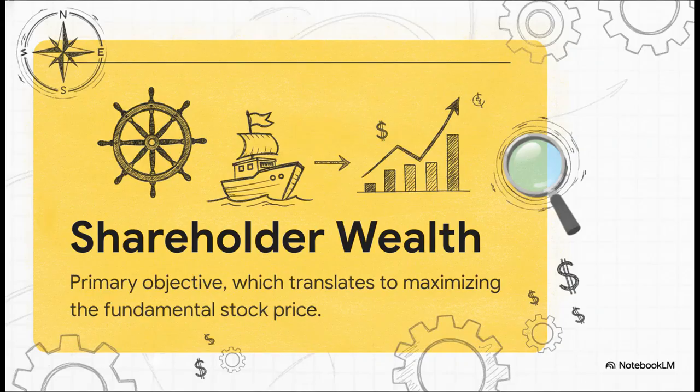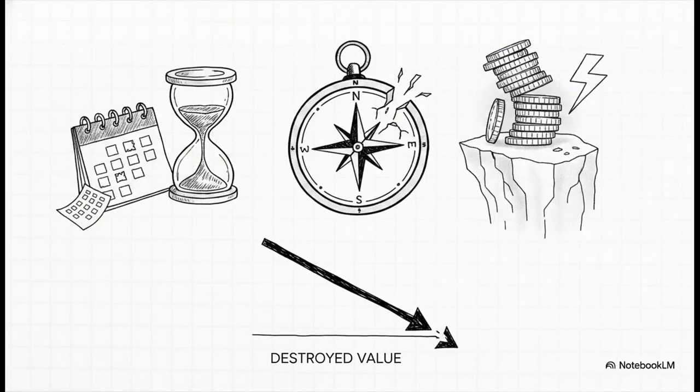Here is the true GPS of the corporate machine: maximizing shareholder wealth. In a well-functioning market where prices actually reflect all the available information out there, maximizing shareholder wealth translates directly into maximizing the fundamental stock price. If you aren't pointing your ship toward that specific destination, you basically have no systematic way to evaluate any of your financial decisions.